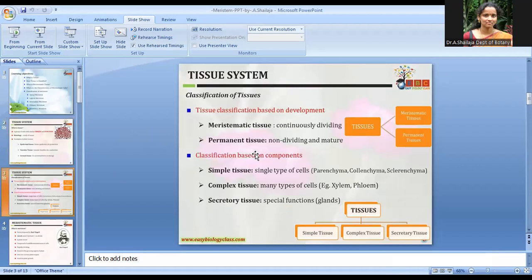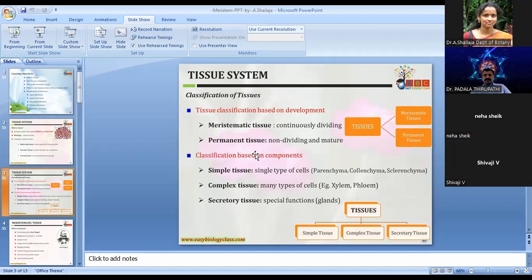Tissue classification based on development: meristematic tissue and permanent tissue. See here, the tissues are divided into two types based on development. Meristematic means continuously dividing, with no gap and no stopping of function. Continuously dividing tissue is called meristematic tissue. Permanent tissue means non-dividing and mature. That is the difference between meristematic and permanent tissue.